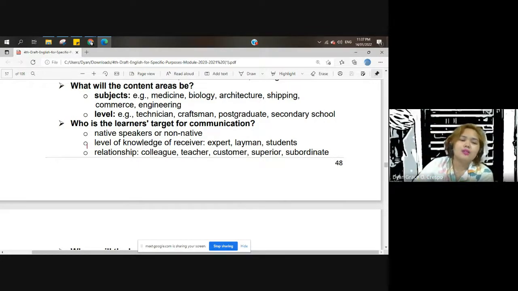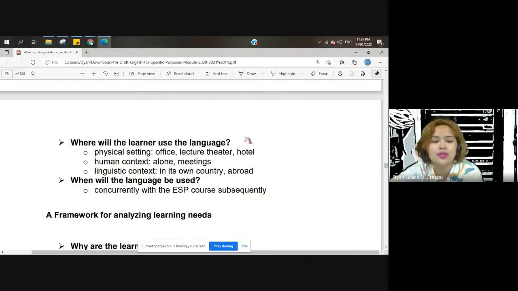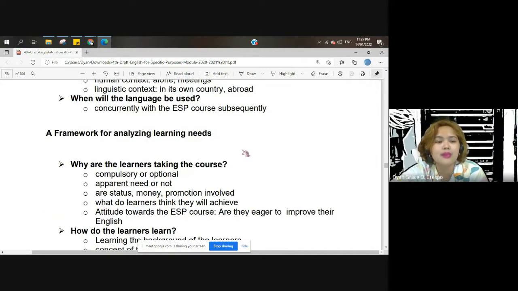So, yun. Ano ba yung level of knowledge nila? For example, tuturuan mo sila. Ano lang din, taga-factory worker lang din kausap nila. Or baka mamaya magiging ano sila, mapupunta sa academe, which is hard. So, yun, tinitignan. And relationship is, ayun, yung mga magiging kausap nila and the reason why they enrolled in your subject. Saan ba gagamitin yung learners? Sa office ba? Okay? Sa country or may ibang bansa. And when will the language be used? Concurrently with the course, habang ginagawa yung ESP or after a week, after a month, after a year.